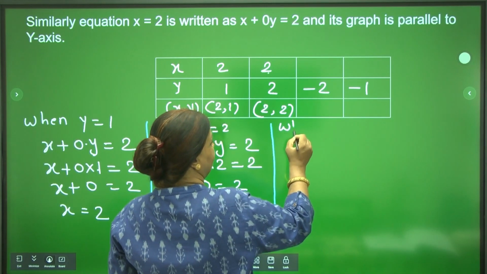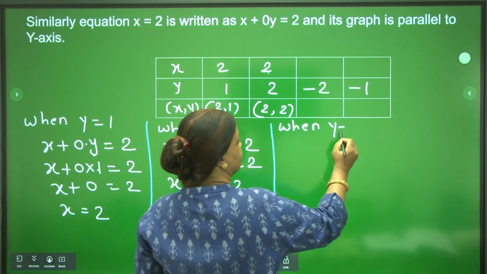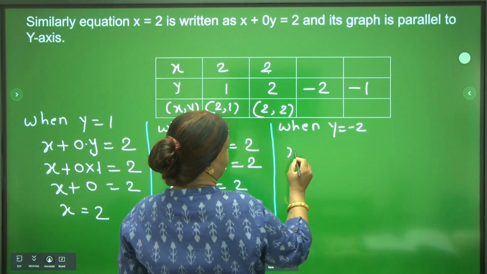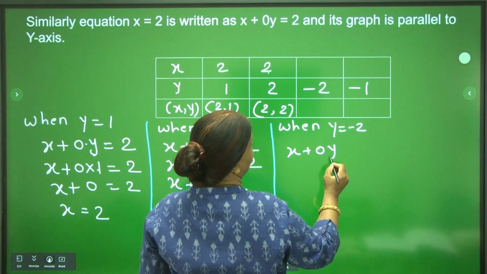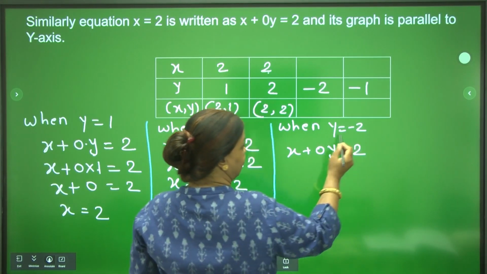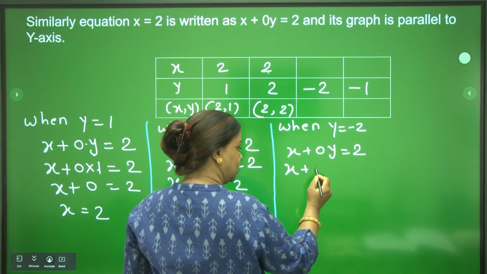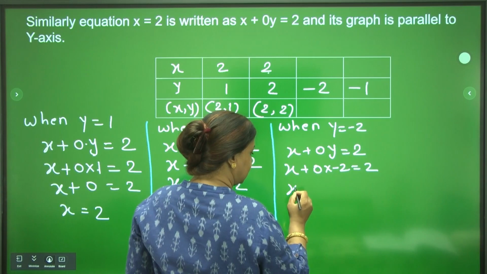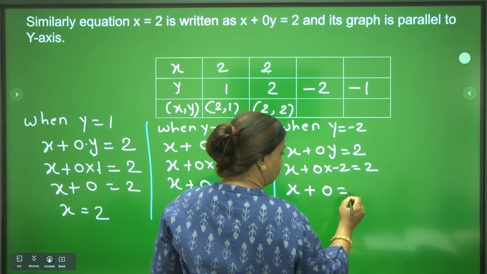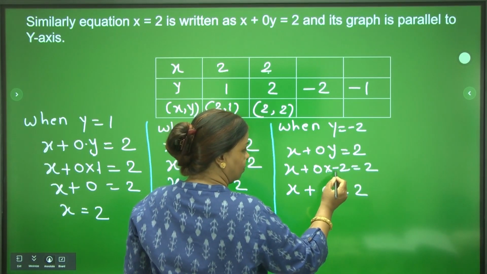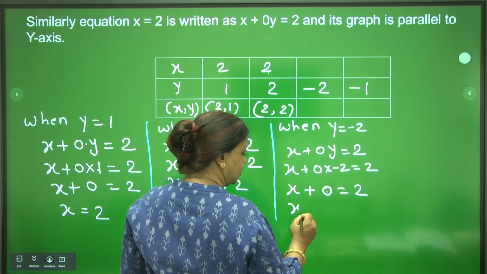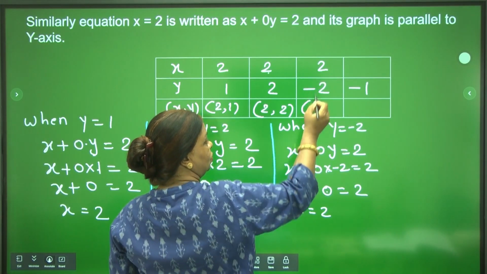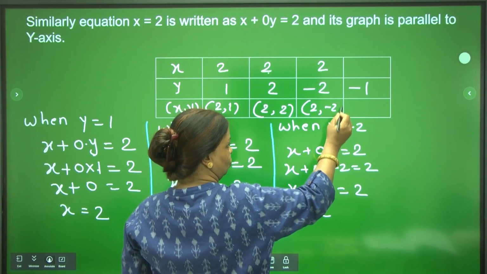So when y is equal to minus 2, your equation is x plus 0y is equal to 2. So I will write the y value here: x plus 0 into minus 2 is equal to 2. x plus 0 is equal to 2. 0 multiplied by minus 2 will be 0. So x is equal to 2 again. Again we got 2 as the value. So your coordinate is 2 comma minus 2.